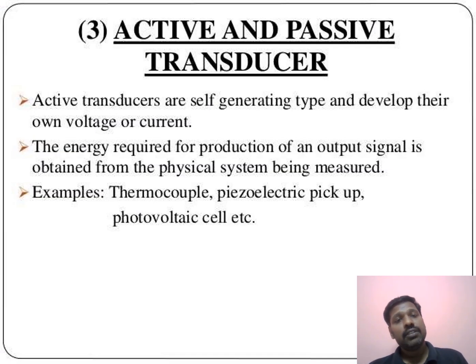Active transducers are the self-generating type and develop their own voltage or current. The energy required for production of an output signal is obtained from the physical system being measured. Examples are the thermocouple, piezoelectric pickup, photovoltaic cell, etc. So these come under electrical transducers as well as active and passive transducers.